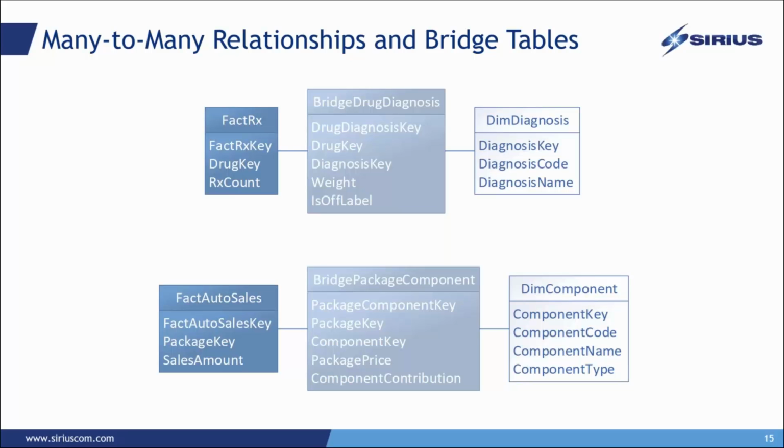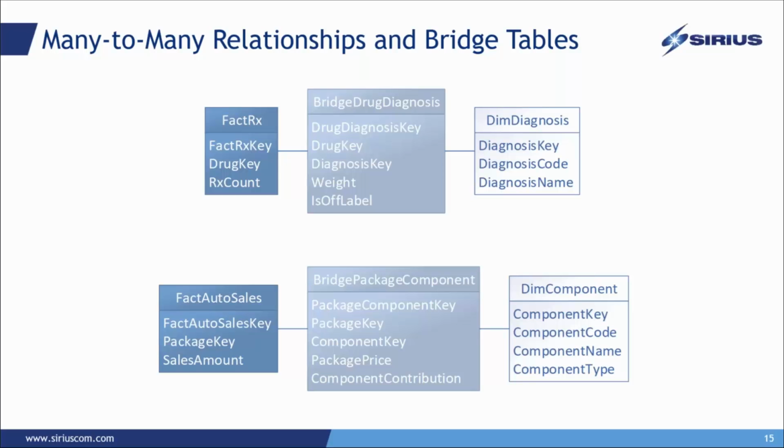So another topic, and we're starting to launch off a little bit into one of the advanced topics, is having bridge tables. This is when you have many-to-many relationships, and they are always a challenge. Here's a couple of examples. With our pharmacy example, I may want to know what the sales of drugs are based on the diagnosis that the drug is supposed to treat. A particular drug may be approved for multiple uses, and so just because I know what the drug is, I may not know what the diagnosis is.